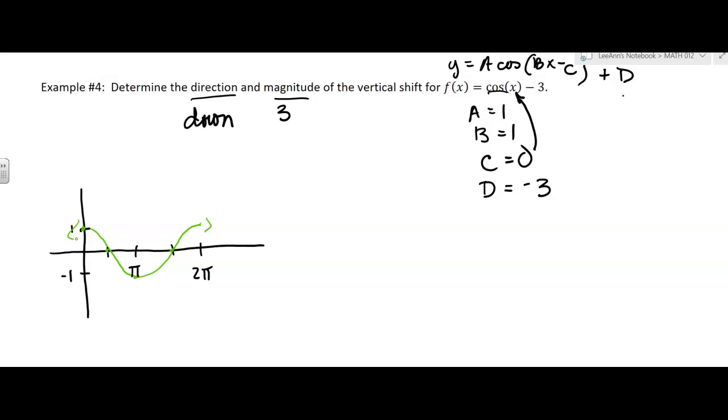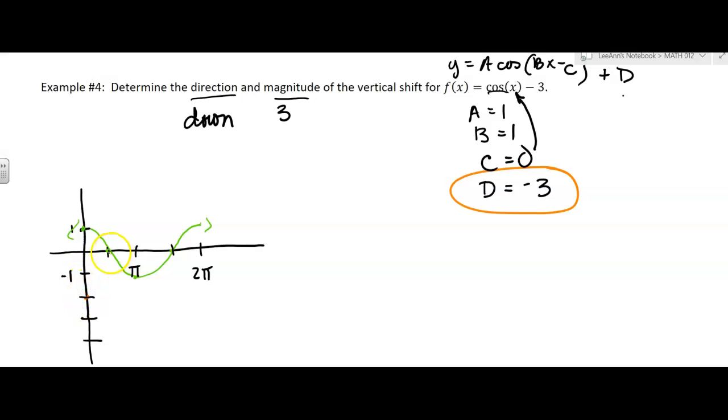Okay, now our graph though is going to shift down 3. So all the points are going to have to go down 3. So my lowest point then is going to be -4. -1, 2, 3, 4. So my point here that was at 0, 1, it's going to go down 3. So 1, 2, 3. It's going to be right there.